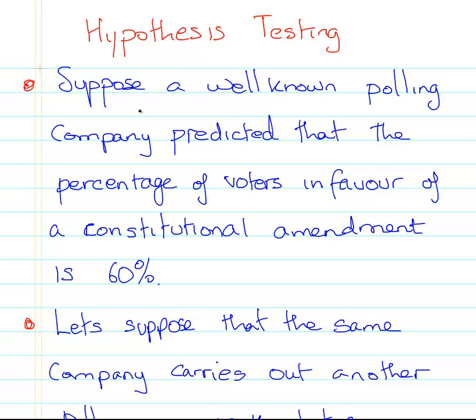In this presentation, what we're going to do is hypothesis testing. Suppose a well-known polling company predicted that the percentage of voters in favour of some constitutional amendment in Ireland (we have a lot of these sort of referendums) is 60%. Let's just move on. So it's 60%.